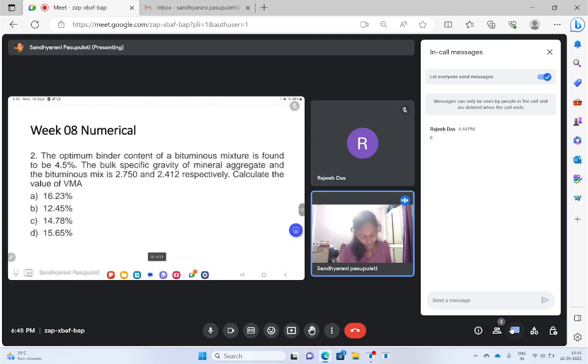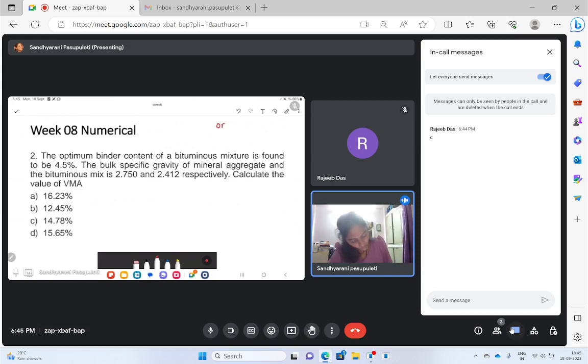And if I come to the second question, the optimum binder content of a bituminous mixture is found to be 4.5. That means OBC is given as 4.5%. Bulk specific gravity of mineral aggregate, so GSB, is given as 2.750, and the bulk specific gravity of the bituminous mix is also given. That means GMB is given as 2.412. Calculate the value of VMA.